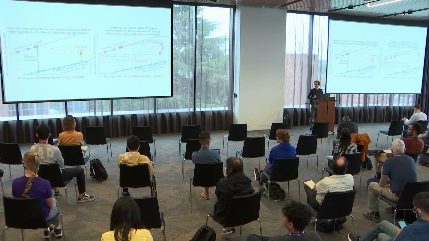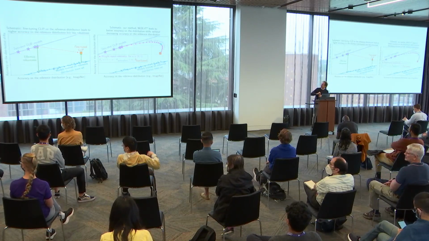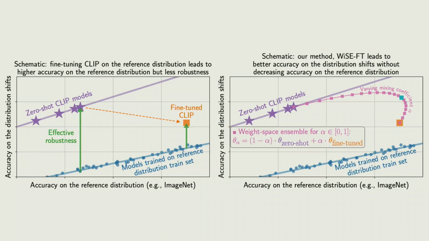Yes? What does the curve look like if you did early stopping? Good question. We have all of these ablation studies in the paper. I don't have them in this talk. You can get similar-ish curves with things like early stopping or regularization, like L2 regularization to the zero-shot model. The curve you get from this weight space interpolation is usually better. Sometimes it's just a little bit better, but it's usually better.